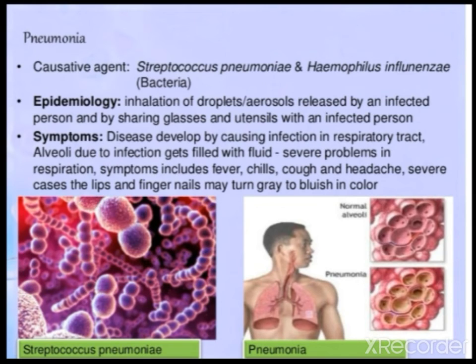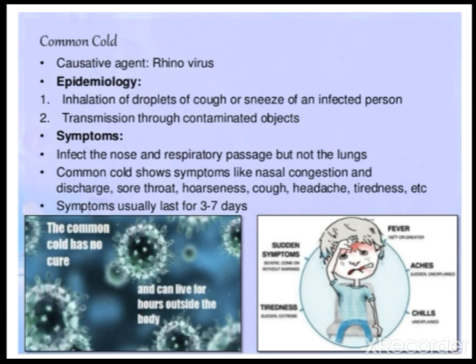Next, let us study common cold. In the case of common cold, the causative agent is rhinovirus. It is the same way, through droplets from sneezing and coughing, and it can be spread from one person to another. Mainly that is also a respiratory tract infection, but it is not much severe. It will last for only 3 to 7 days.